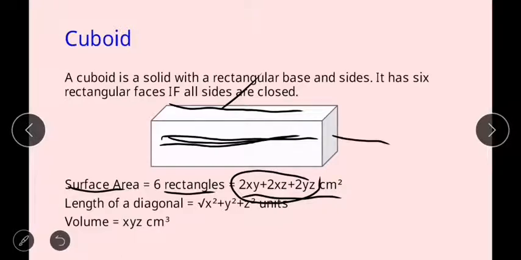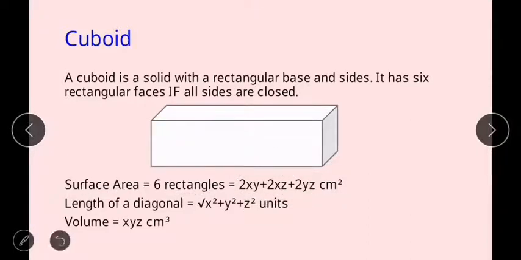Will you compare these two sides with the one you have here? No. So this tells us that even though a cuboid is made up of 6 rectangular faces, each of these rectangles is not of the same dimension. They are not of equal dimension. And that is why we cannot have 6x squared as its formula, just as we have it in the cube.